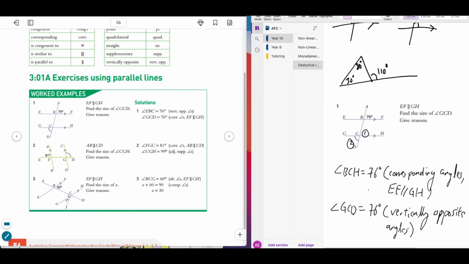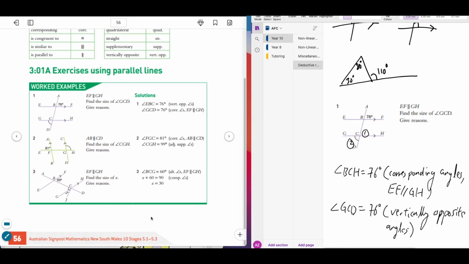What I recommend is write out the steps first, and then you start writing the reasoning. So step 1, you find out what angle BCH is, 76 degrees, provide a reason. Next step, provide another reason. Now in the textbook, they've done it in a different way, which is essentially the same thing. They found out angle EBC first by vertically opposite angles, and then they found angle GCD using corresponding angles, which is the same thing.